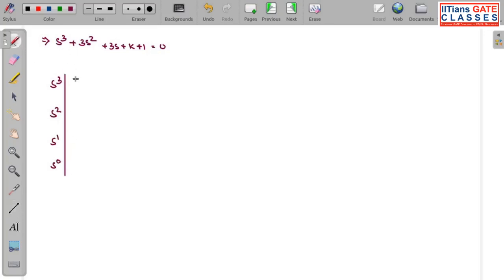Now let me put the coefficients. So here the first term will be 1, then the next will be 3. Why? Because we put the alternate terms. And here in s square it will be 3 and then K plus 1. Okay, fine. So here there is no coefficient, which means 0 is present.